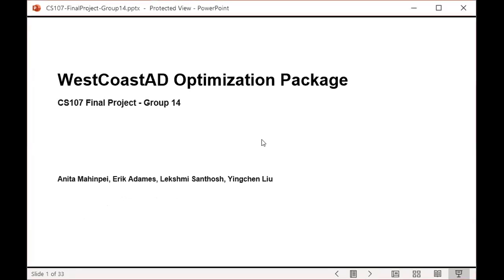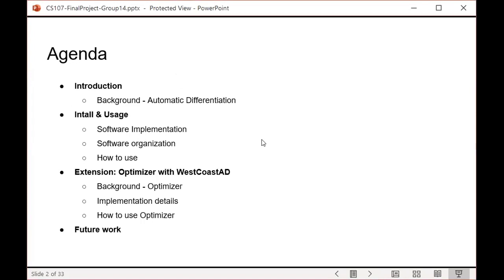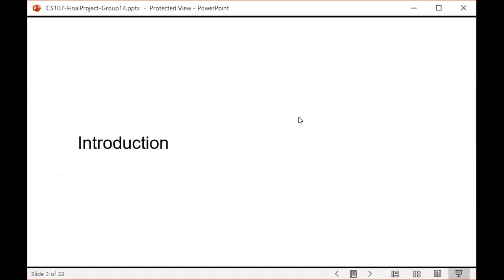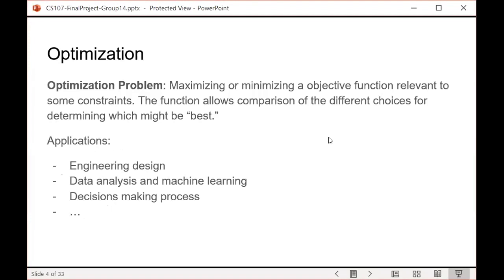Following this agenda, in the WestCoast AD optimization package, we implement some common optimization methods based on the core of automatic differentiation. Given the development of computational power, optimization techniques have become increasingly important and popular in different engineering applications. In some sense, all engineering design is an optimization problem.